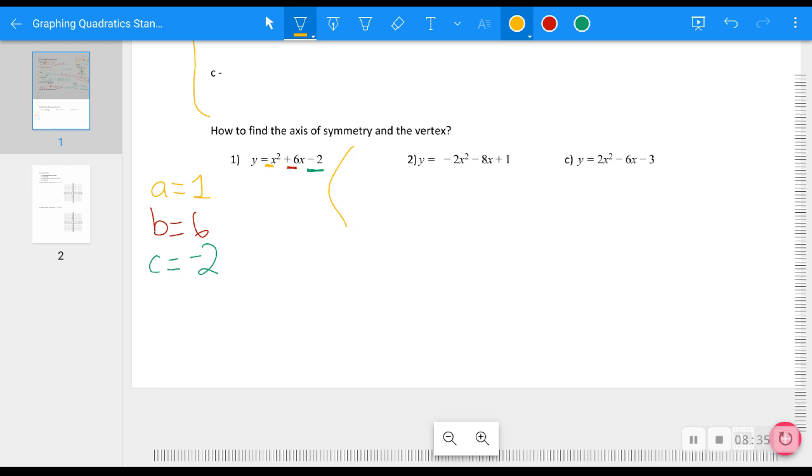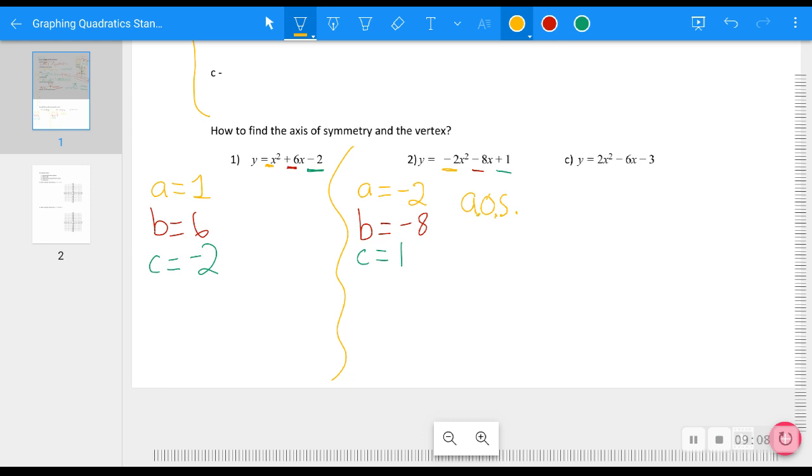So now looking at the second one, our A value is out in front of the x squared, which is -2. Our B value out in front of the x is -8. And our C value, that number all the way at the end, is just 1. So I would always start with the axis of symmetry because we need that in order to find the vertex.